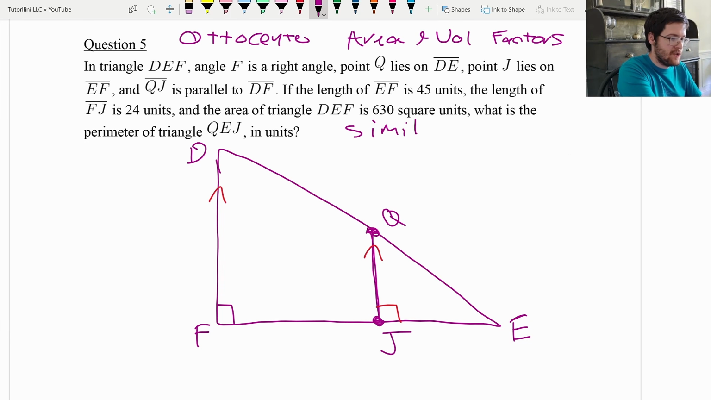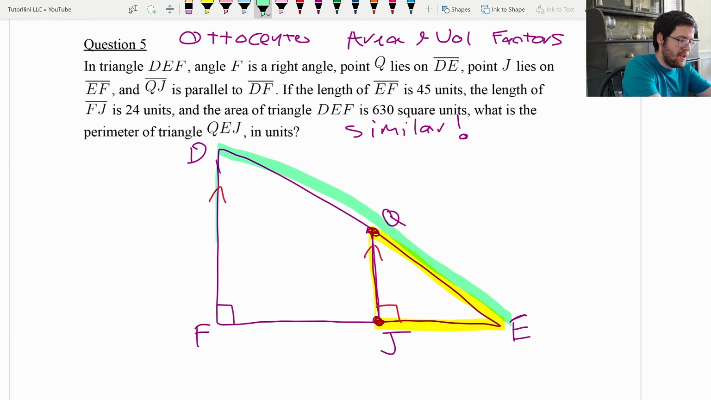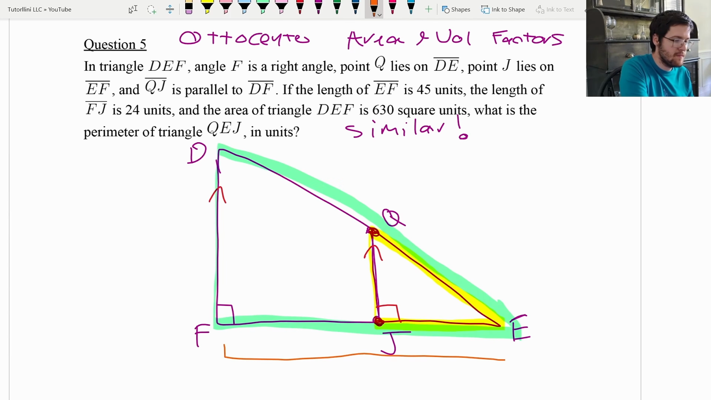So let's just write that down. They're similar. And to make it clearer going forward, I'm going to circle the small triangle in yellow, and I'll circle the big one in green. Okay, so it says that the length of EF is 45, so that is this entire side. And the length of FJ, that's this one, is 24.